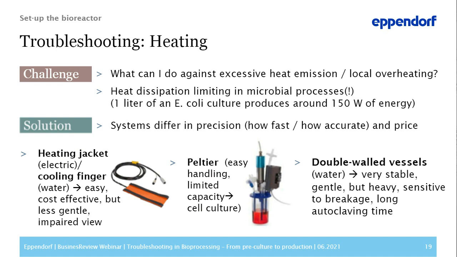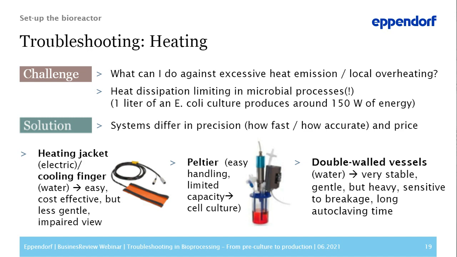Next consideration is heating. So what can we do against excessive heating or local overheating? Now, different systems differ in heating precision, that is how fast or how accurate it can happen, as well as the price. Typically, microbial cultures like E. coli are exothermic. What this means is as the culture grows, it produces heat. This means that in case of E. coli, it is recommended to have several cooling mechanisms available to maintain the culture at the desired temperature set point.